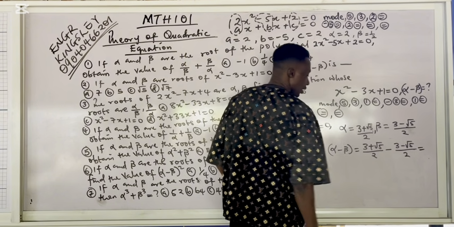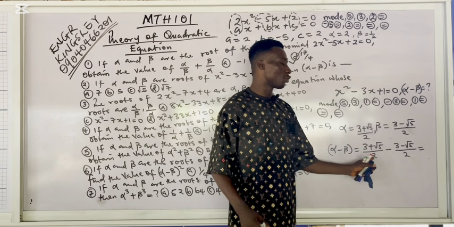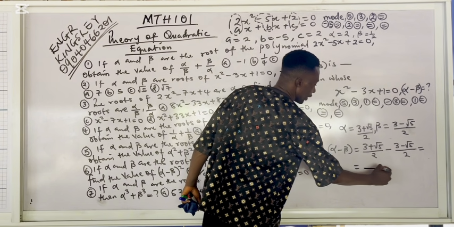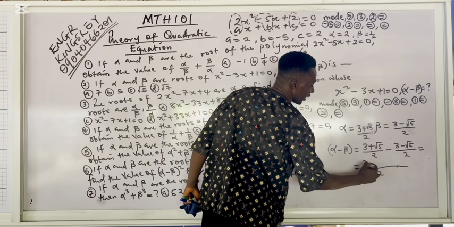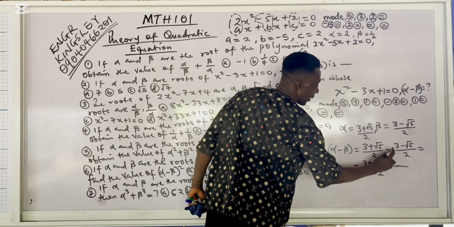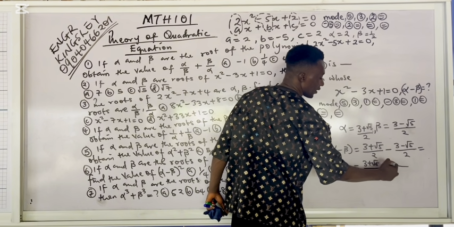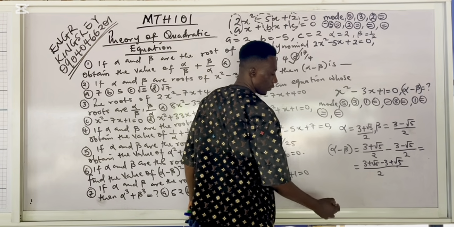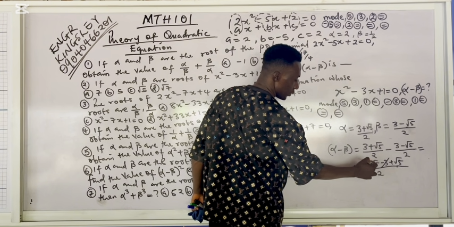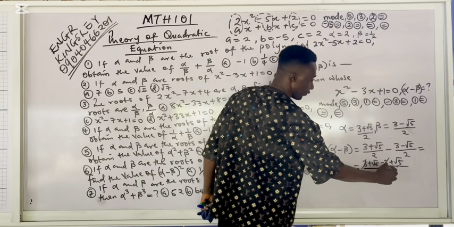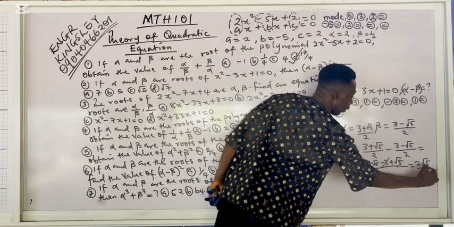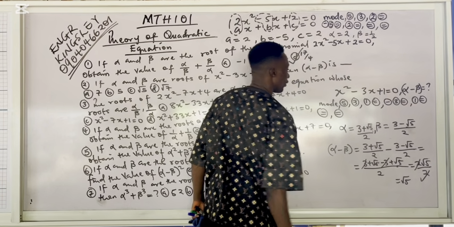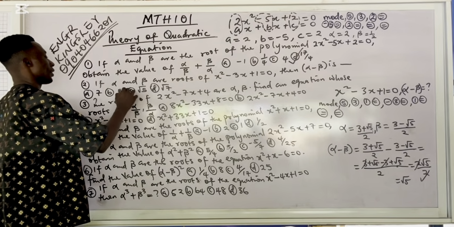To press this in, you just have to key it in the same way it is here. When we collect the common denominator, we have 2. We have 3 plus root 5, minus, we multiply the whole thing here. Minus times 3 is minus 3. Minus times minus root 5 is plus root 5. So this will go with this. Root 5 plus root 5 is 2 root 5 all over 2. Finally, 2 will go with 2. Our answer will become root 5, which is option number C.